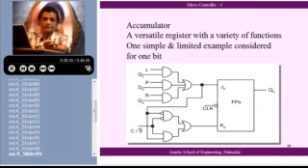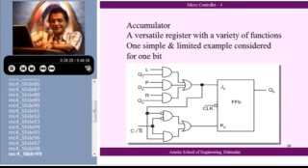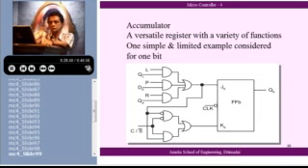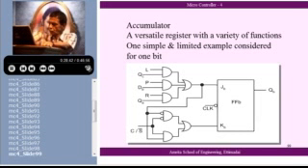Now I'm going back. Earlier I was talking about the accumulator, where I combine a number of logic and algebraic functions. I do programmability. Now I have what I call an accumulator.